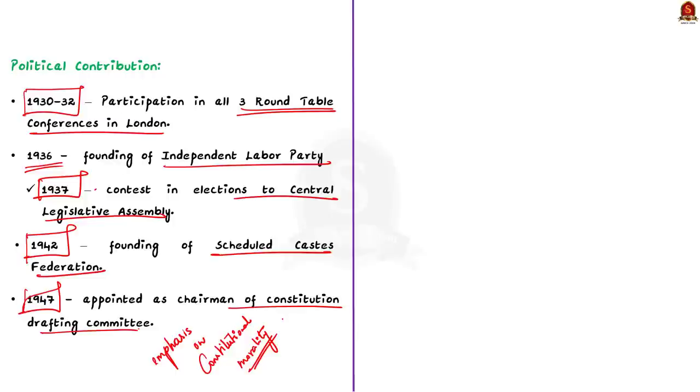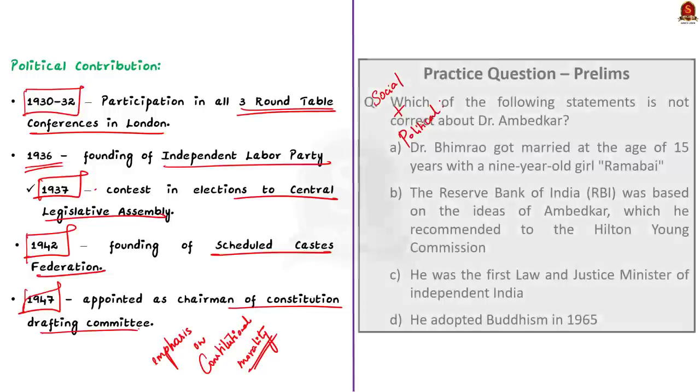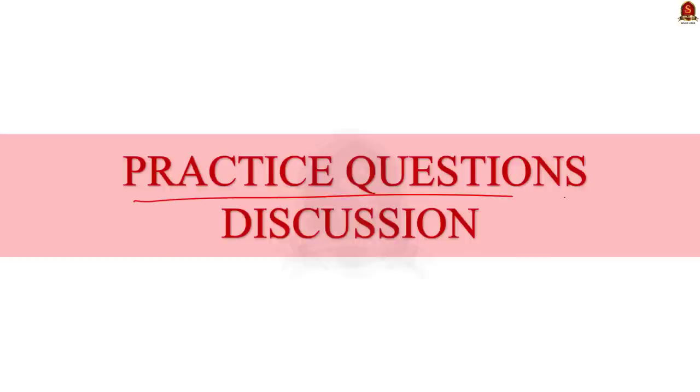Now that's all for this article discussion. In this discussion, we saw the social and political contributions of Ambedkar. Now with these points in mind, let us move on to the next part of the discussion, that is the practice prelims question discussion. Today we have 6 prelims questions. I will solve 5 of them, and as usual, one of them is a quiz question for you.